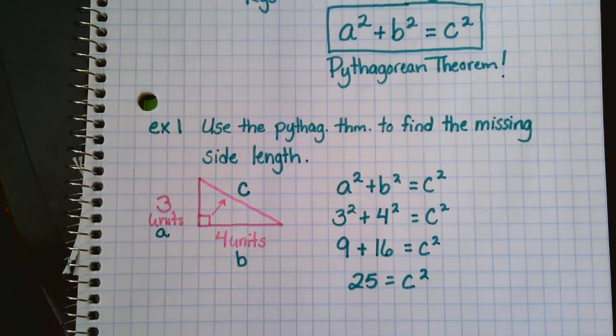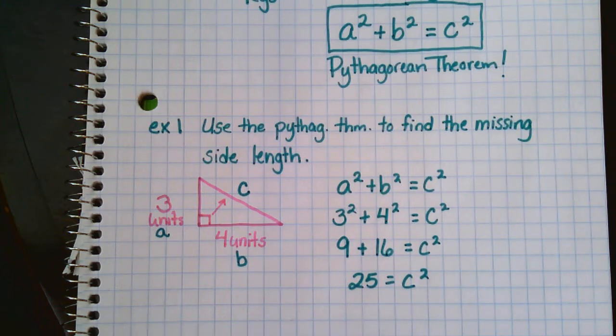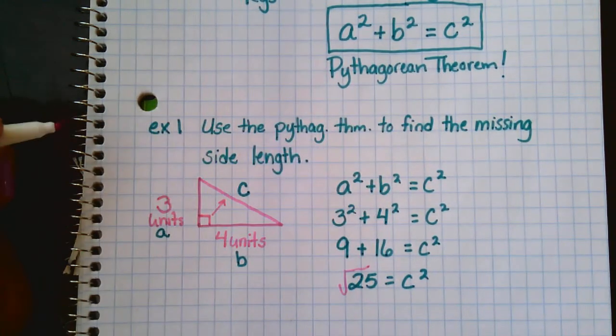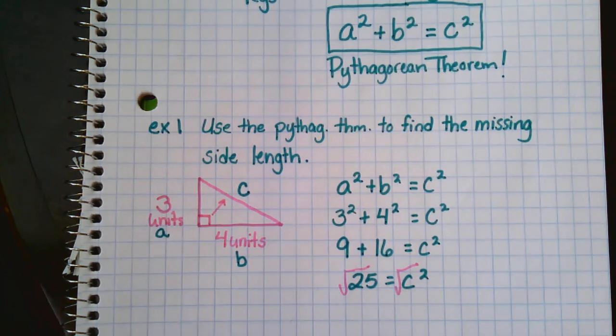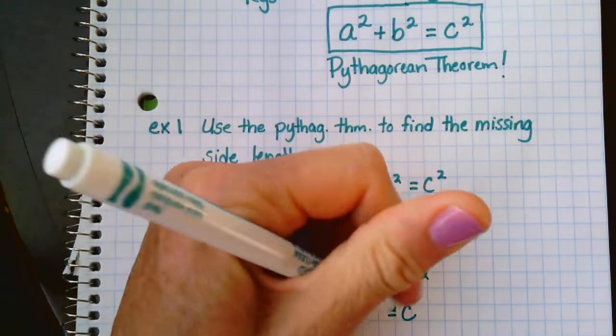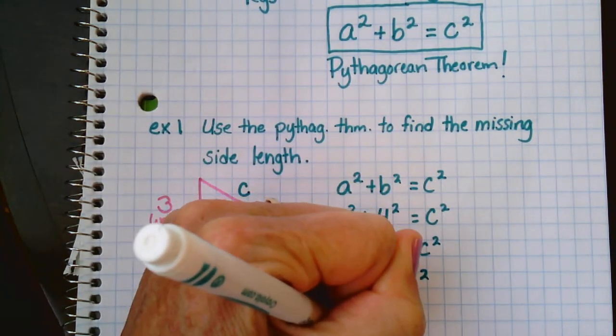So we know that if we squared side C, if we multiplied whatever the length is times itself, we get 25. So what number times itself equals 25? Or you could think of it this way. What is the square root of 25? If we take the square root of each side, we find that side C is equal to 5 units.